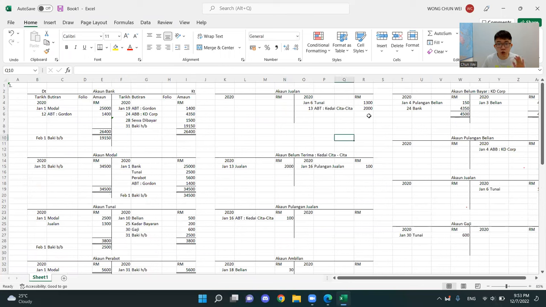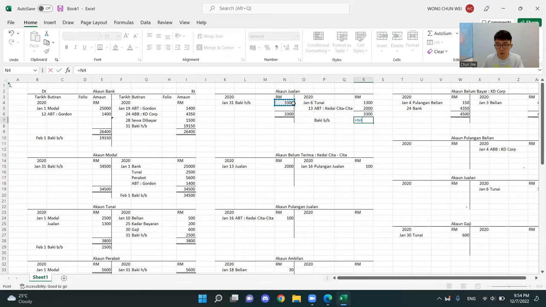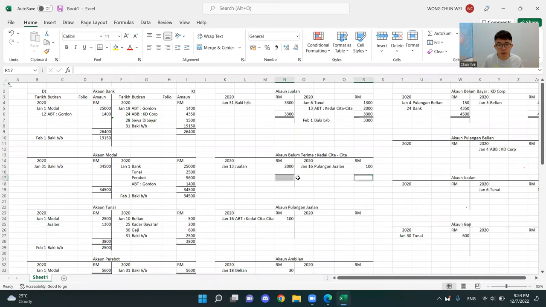All right, so all these things you need to close it. So this is your baki HB. So when HB, then there will be a baki BB. This one, skip one line because you need to have one space for the baki HB, right? So you skip one line, double line.